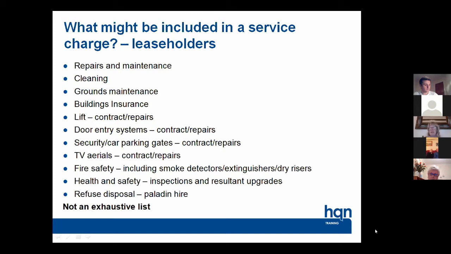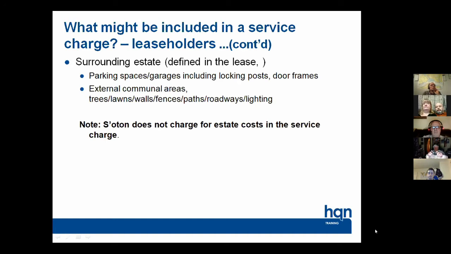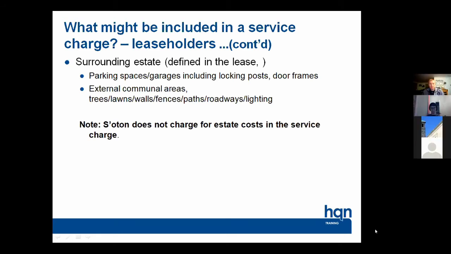And as I say, this isn't an exhaustive list. Actually, I quite liked, I looked at the estimate that Southampton gives you, and they have, what is it? The aircraft warning lighting. Never seen that before. That's quite unique just to Southampton, must be, but anyway.